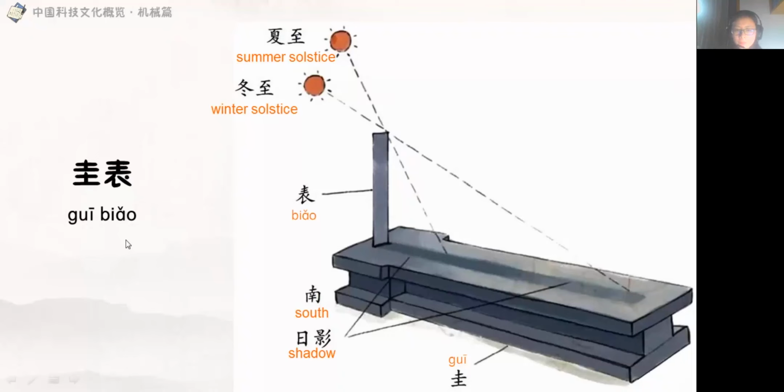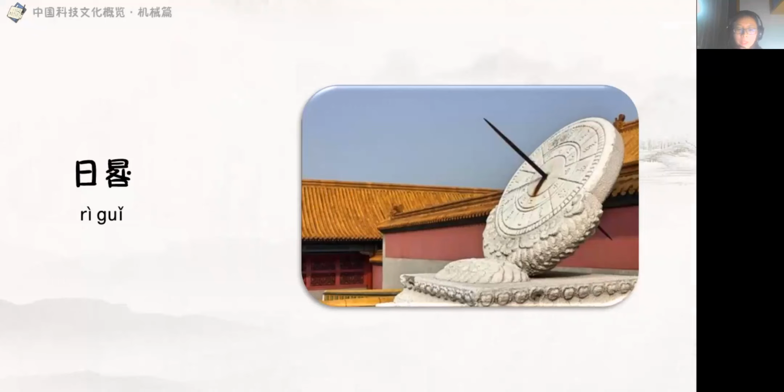好, this is 圭表. Here is another timing instrument according to the sun. And it's used in ancient China called 日晷. This one, 日晷. This 日晷 in this picture is in the Forbidden City in Beijing. You can see the walls surrounding here. This is the Forbidden City. As you can see, the shape is like present clocks. And the shadow of this needle is similar to the hour hand in the clock.